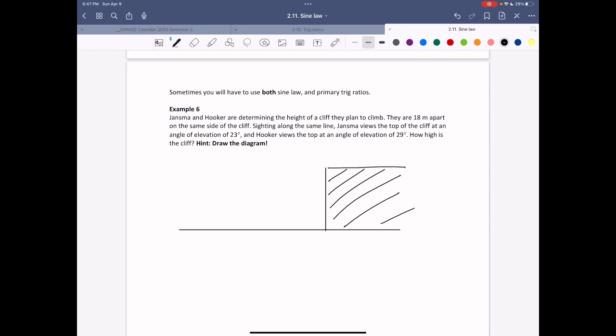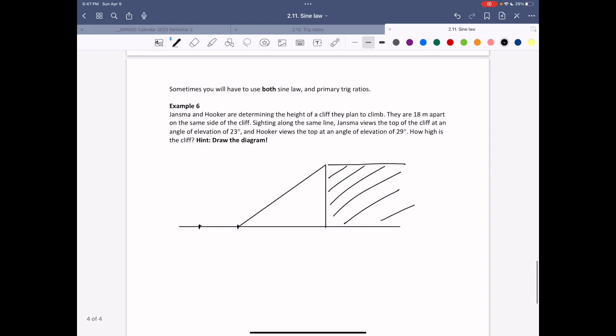So let's see. Jansma views the top of the cliff. Let's just put the two of us here. I don't know who's who yet. Let's see. Jansma views the top of the cliff at an angle of elevation of 23 and Hooker views it at 29 degrees. So let's put some sight lines in there. This one will be a bigger angle than this one. All right, we've got two angles going on.